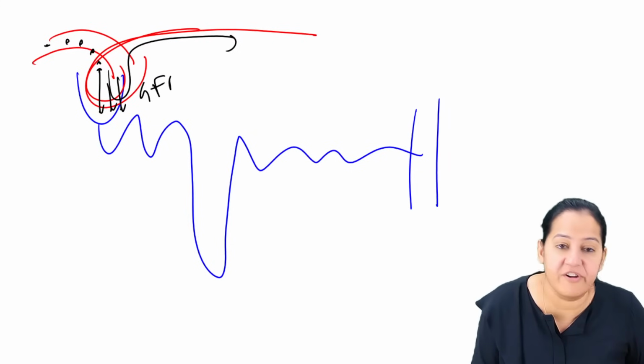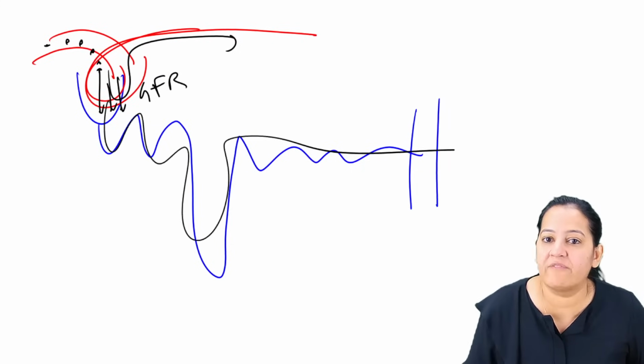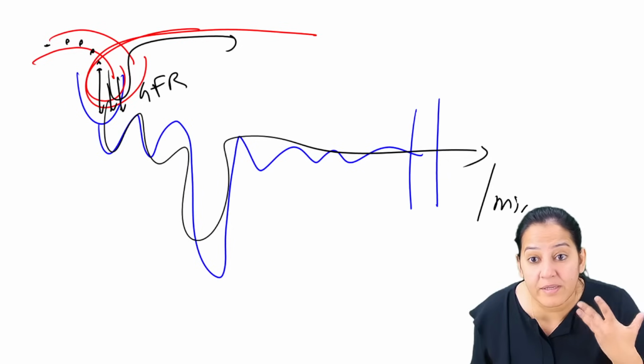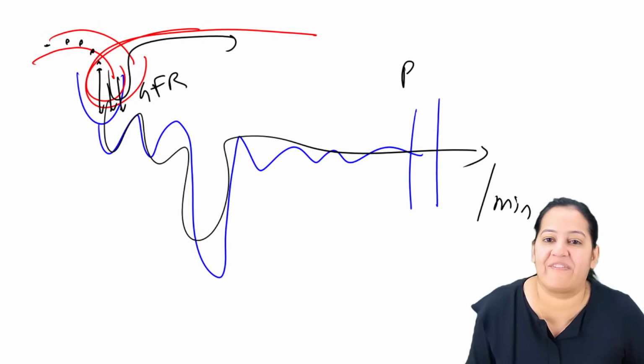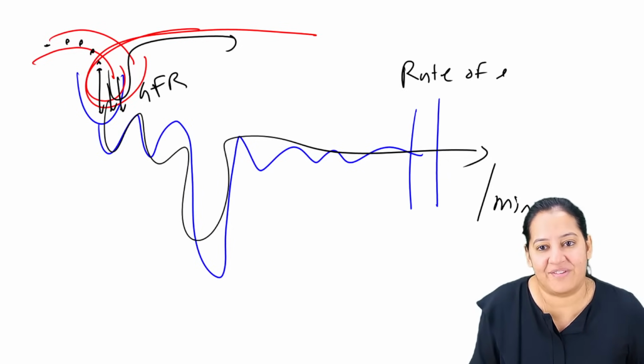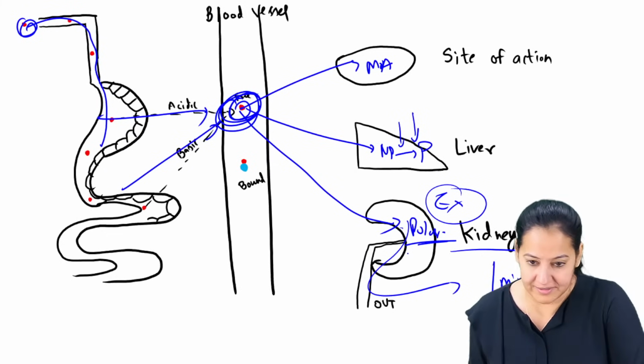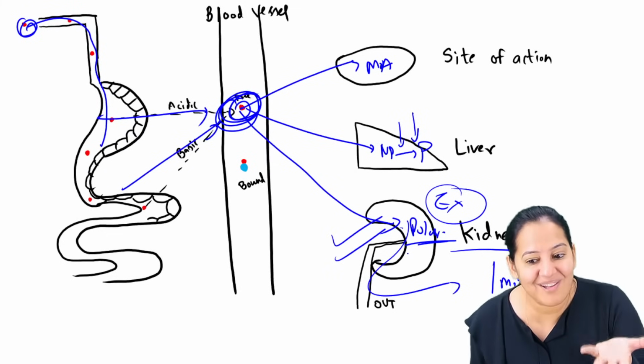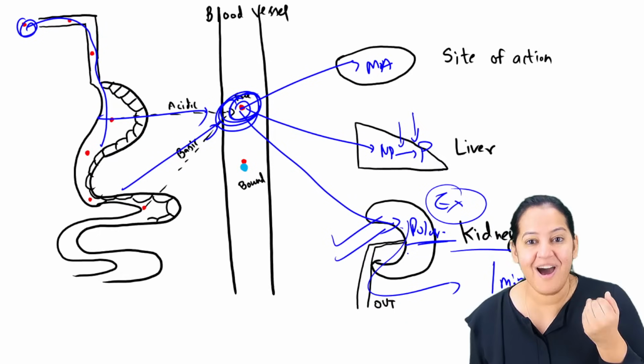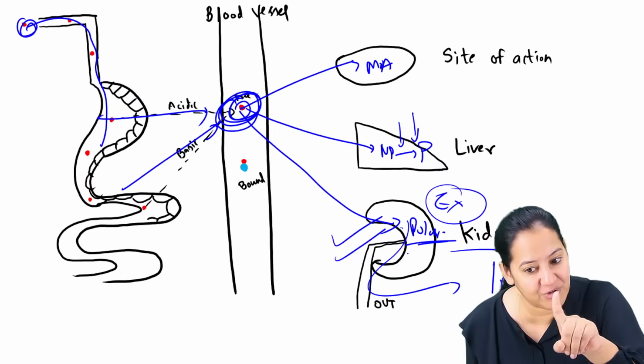It is known as glomerular filtration rate. And here it will go and be excreted in urine. So per minute, what is the glomerular filtration rate? That is known as the rate of excretion. The kidney is definitely excreting the drug, there is no doubt in that. But what is the rate of excretion? How many milligrams or grams of drug are excreted per minute?